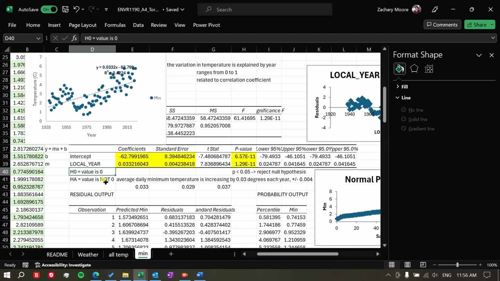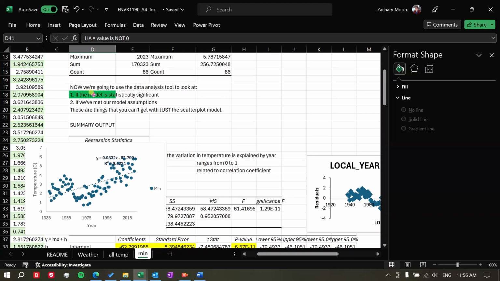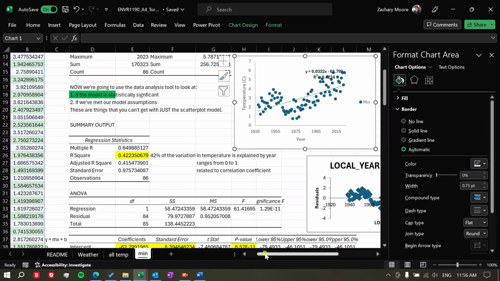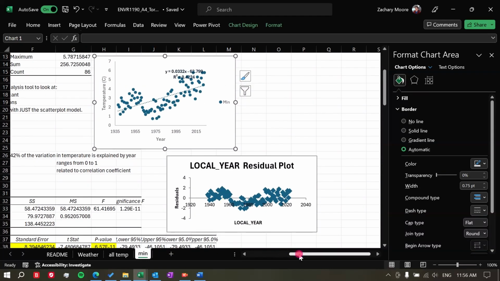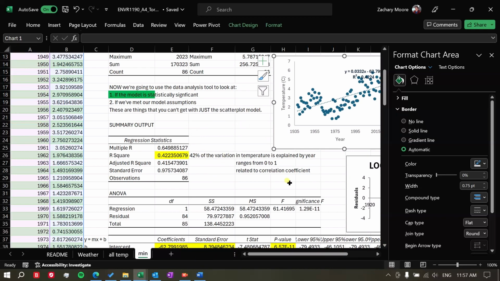So we can verify that we reject our null hypothesis and that our alternative hypothesis, that there is a relationship between, or an effect of, year on temperature, holds. That's how we know that this is statistically significant. Now what we can do is check our model assumptions, and the way that we can do that is to start looking at these other plots that have popped up.